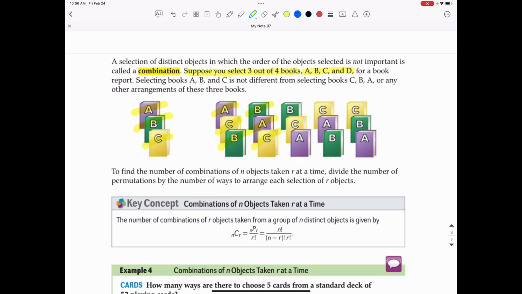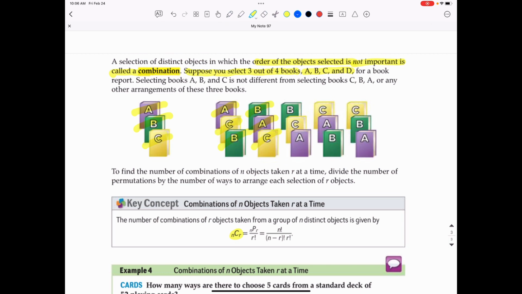Remember, in a combination, the order of objects selected is not important. That is a combination. Combination starts with the letter C, so we would write combination as nCr.